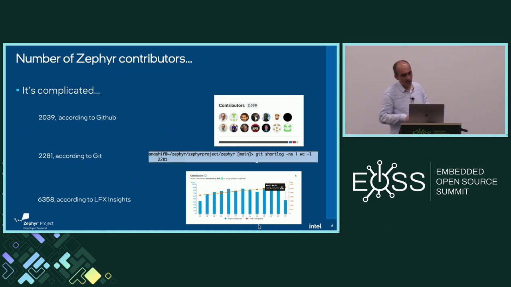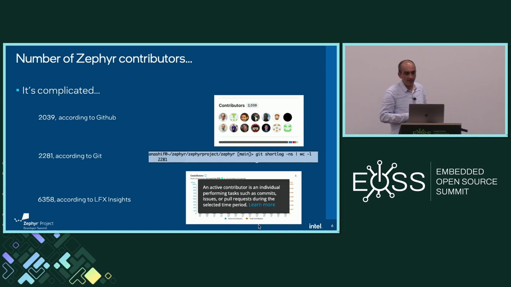There is a dashboard with a lot of metrics from the Linux Foundation that tracks various projects managed by the Linux Foundation. And Zephyr is one of them. There, the number of contributors is tracked as over 6,000. That's due to the fact that contributors are considered anybody who touched or did anything on GitHub. So you can be submitting an issue or editing a wiki probably or doing whatever, and you are considered a contributor, which is fair, right?